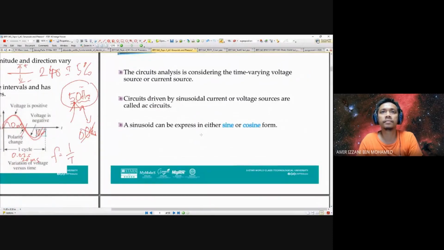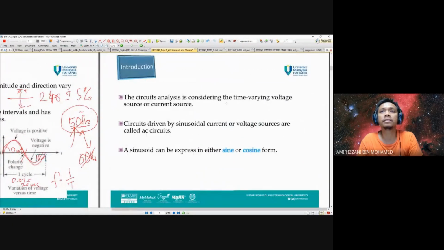Okay, circuit analysis considering a time-varying voltage source or current source. A circuit driven by a sinusoidal current or voltage is called an AC circuit. A sinusoid can be expressed in either sine or cosine form.